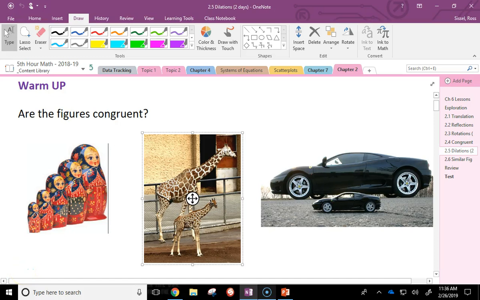Alright, we are in lesson 2.5, dilation. So let's look at this first thing.